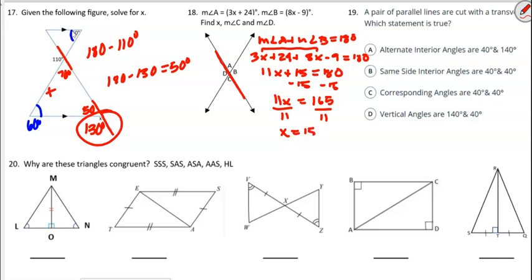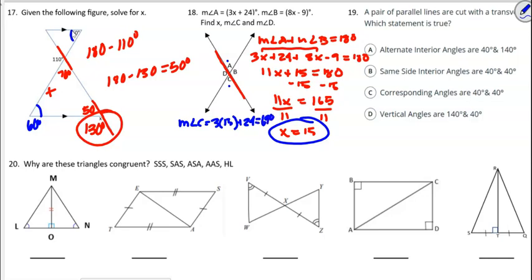Now we need to plug that back in, right? So what do we know about M? So there's our x, okay? Now we need to find the measure of C. Well, don't we know that C and A are congruent because they're vertical angles? So I'm going to find the measure of angle A, and I'm going to call it the measure of angle C. So the measure of angle C is going to be equal to 3 times our 15, that's 45, plus 24. So the measure of angle C is going to be 69.